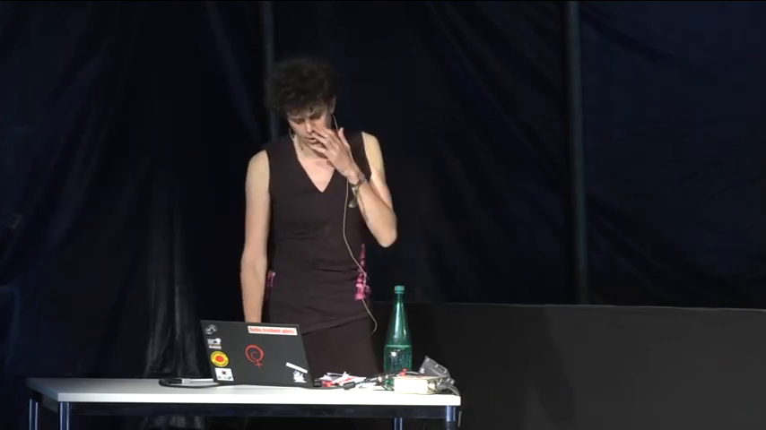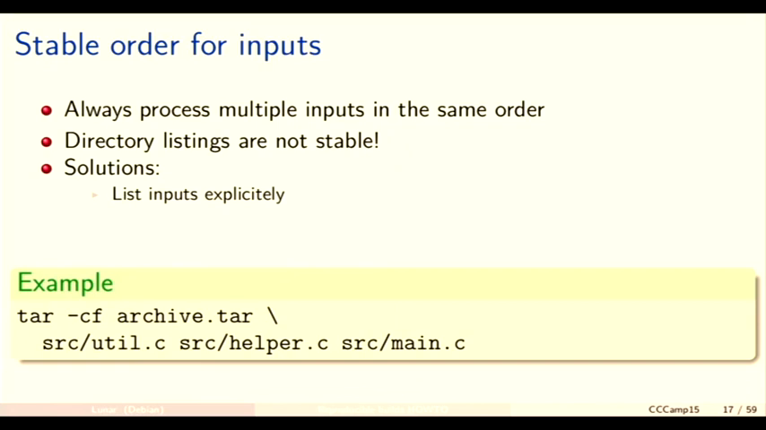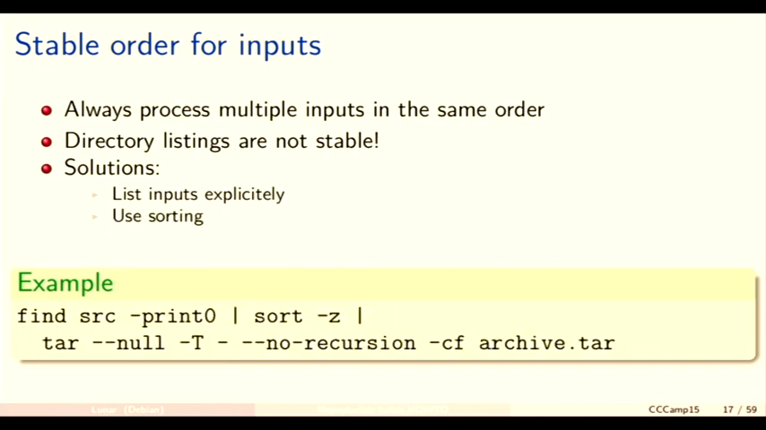What you want to do is something like this, which is listing the inputs explicitly. This is usually how it's done in Makefiles. Another way is to use sorting. It is a complicated way to get it done right, but you use find and sort and then tar with a list of files. It's a bit of black magic, but there's one catch with this.